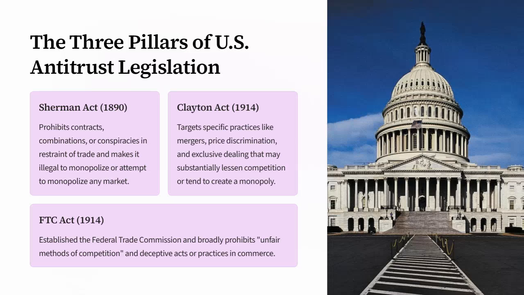U.S. antitrust law rests on three complementary pillars. The Sherman Act of 1890 provides a broad foundation, prohibiting agreements that restrain trade and making monopolization or attempted monopolization illegal. The Clayton Act of 1914 focuses on specific practices, including certain mergers, price discrimination, and exclusive dealing, when they may reduce competition or create monopoly. Also passed in 1914, the FTC Act established the Federal Trade Commission and prohibits unfair methods of competition, along with deceptive acts or practices in commerce. Together, these laws protect competitive markets from different angles.